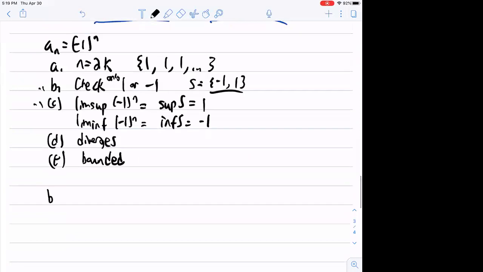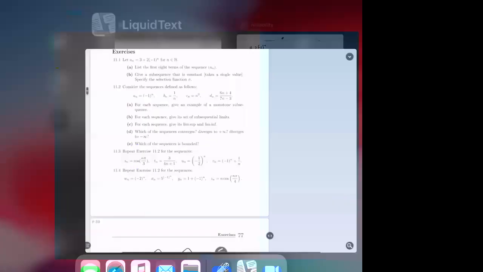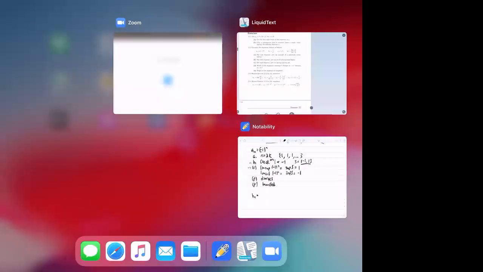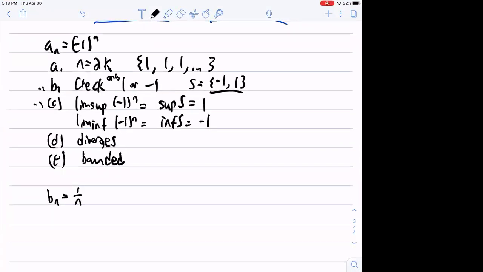Okay, so b_n is now 1 over n. For part A, I need a monotone subsequence. In this case, you could just take b_n itself. Certainly the whole sequence is a subsequence of itself; you just let n_k be k. And 1 over n is decreasing, so it's monotone.